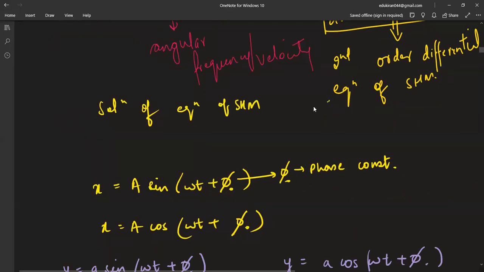So the solution of the equation of SHM, both of which we have already studied in waves: x is equal to a sine omega t plus phi naught, and x is equal to a cos omega t plus phi naught, where phi naught is the constant. Note it down quickly.